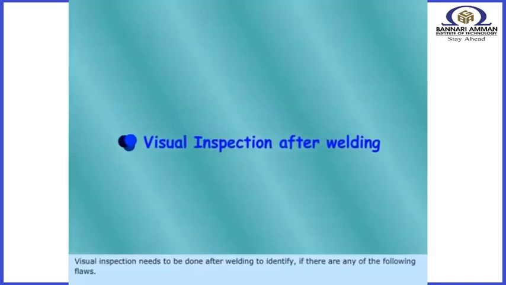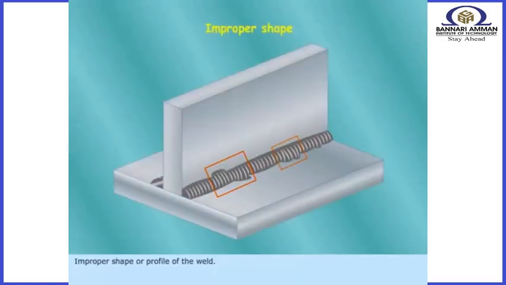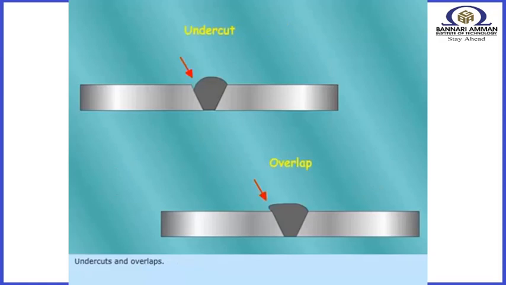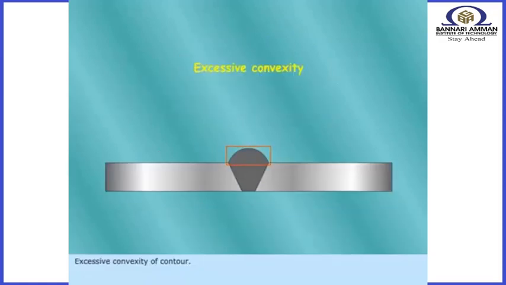Visual inspection needs to be done after welding to identify if there are any of the following flaws. Improper shape or profile of the weld. Surface defects of the weld. Undercuts and overlaps. Excessive convexity of contour.